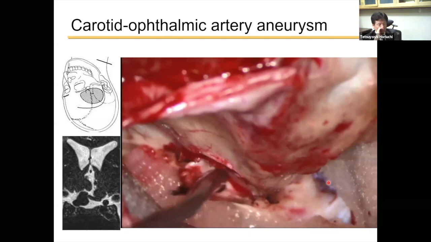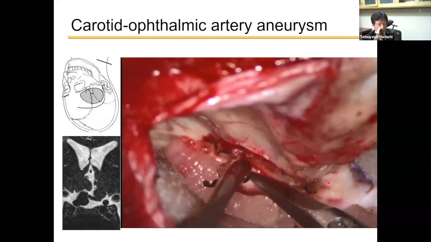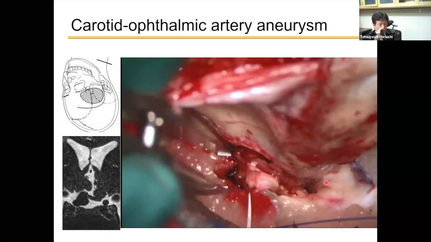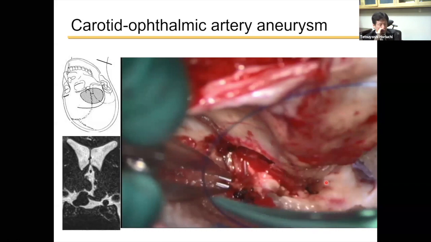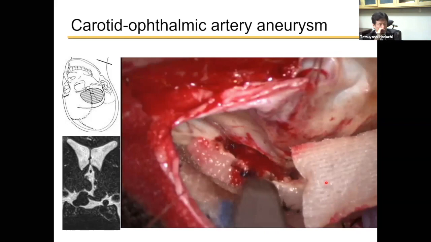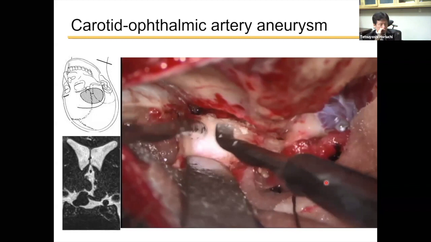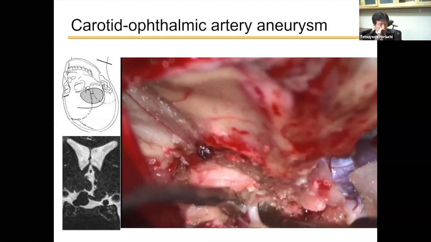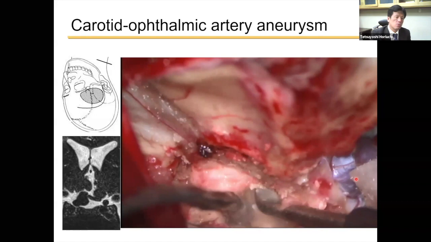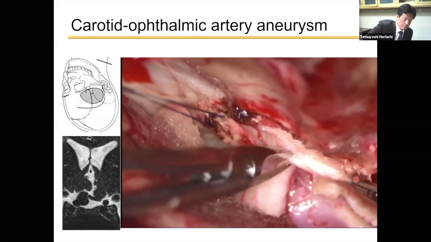The dura is reflected. A nylon tie is placed like this. And a brain retractor is placed to protect important structures. The bone curette is used. The distal dural ring is sectioned adequately.